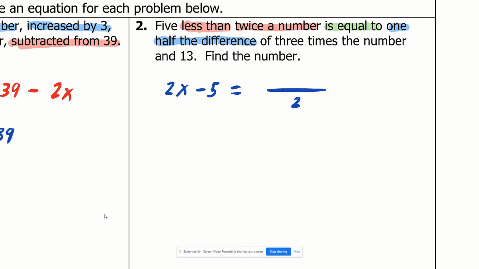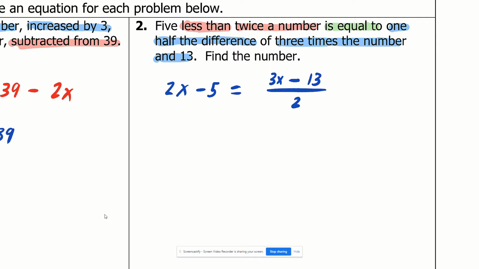But we're doing 1/2 of, we're dividing what by 2? The difference of, what does that indicate to me? Subtracting. Well, what am I subtracting? The difference of what? So 3 times the number is 3x, and what? 13. So it told me my order. When it says the difference of, you just follow the order. 3 times the number and 13. So it's 3x minus 13.